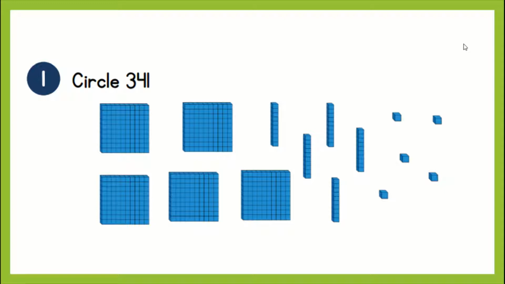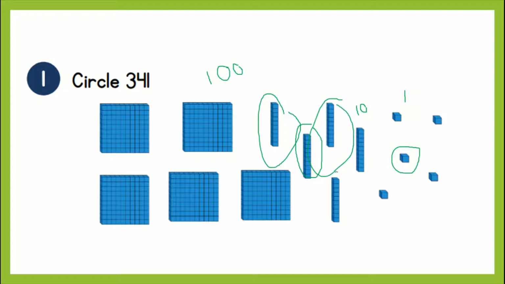This is the first question. We are asked to circle 341. These blocks here represent 1. These blocks here represent 10. And these blocks here represent 100. So there's only 1, so 1. And 4 in the tens column, so we need to circle 4 of these. Then we've got 3 in the hundreds column, so we need to circle 3 of these.